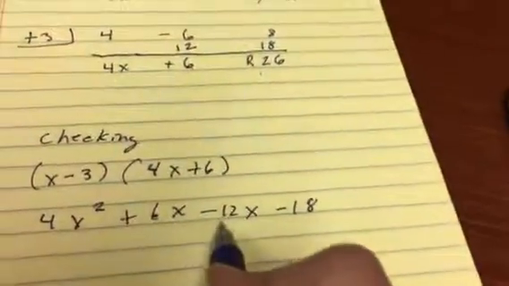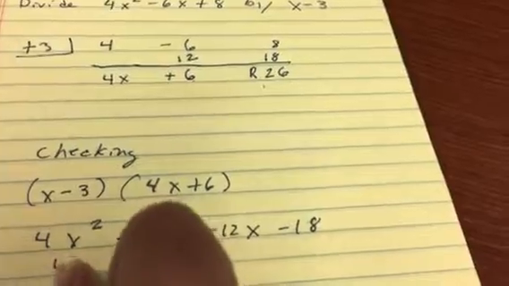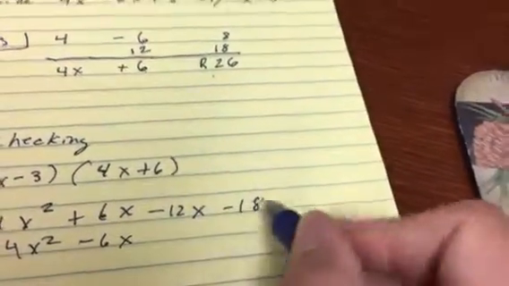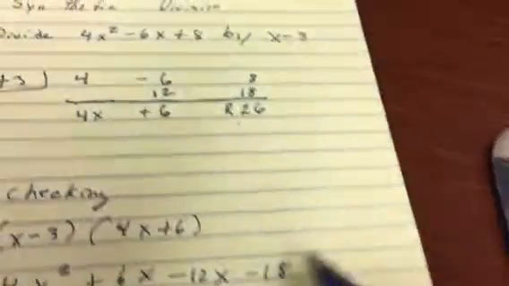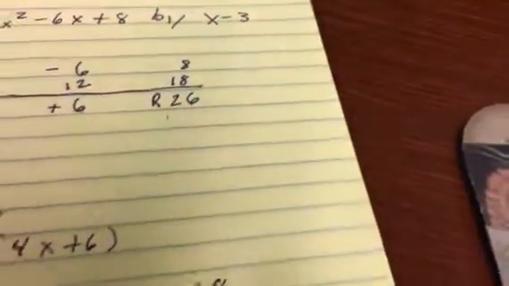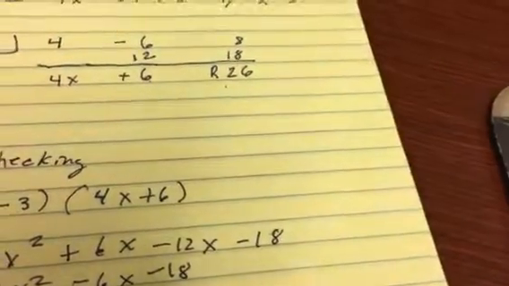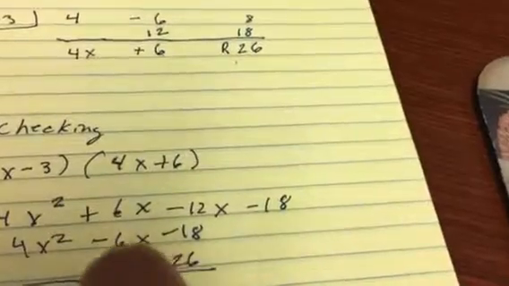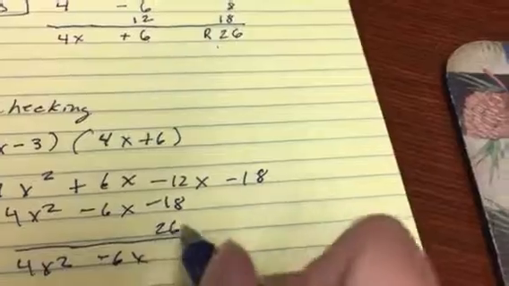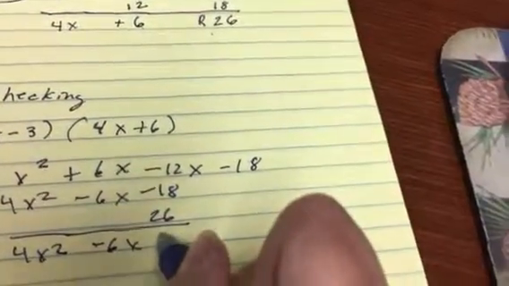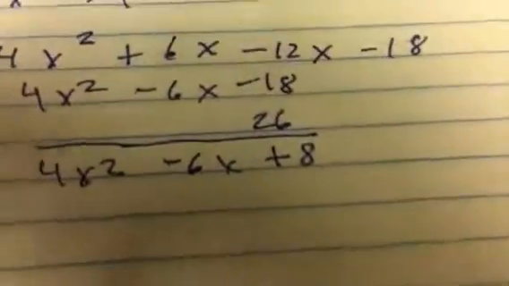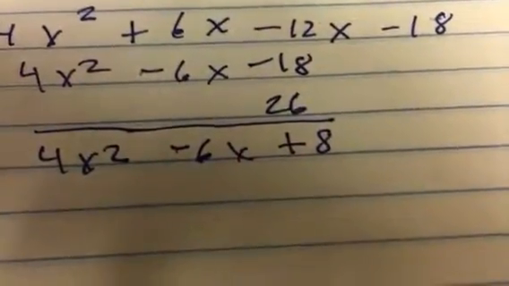I'm going to put the middle terms together, so I have 4x squared minus 6x minus 18, and then remember I have a remainder of 26, so I've got to put those together. So 4x squared comes down, minus 6x, and then 26 minus 18, I think that's positive 8. And notice that should be exactly what we started with.